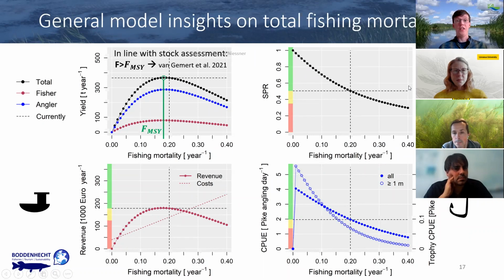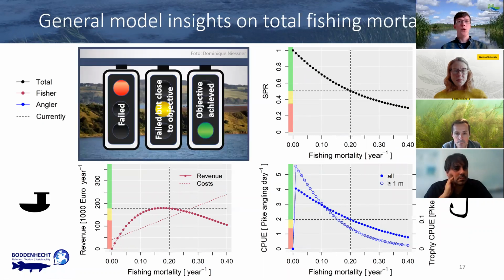When we consider now the objectives, we introduced this traffic light system for the stakeholders so that they can easily get the main effect of the management option. We have red for failure and green for objective achieved, and then one yellow, which is close to the objective but failed. And now here's the spawning potential ratio. What would happen if we decrease the fishing mortality? Of course, the spawning potential ratio would increase, so we are in the green area.